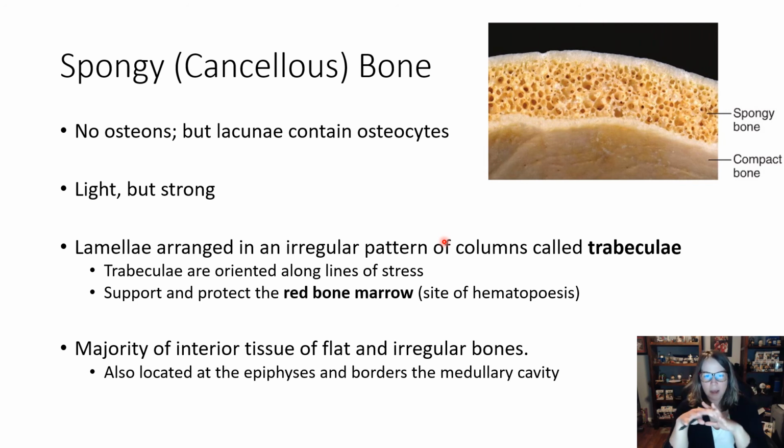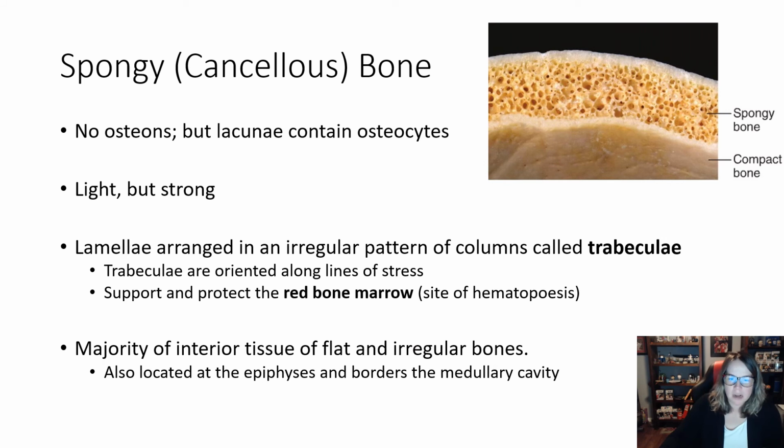We tend to find a lot of spongy bone in a couple of different places. So you're going to find them in flat bones and irregular bones because they're kind of these spongy bone sandwiches. And you also remember we're going to find them in the ends of long bones. So the ends of a long bone are going to be made of spongy bone, and the diaphysis, the shaft of the long bone, is made of compact bone. Okay, that is where we're going to find spongy bone.